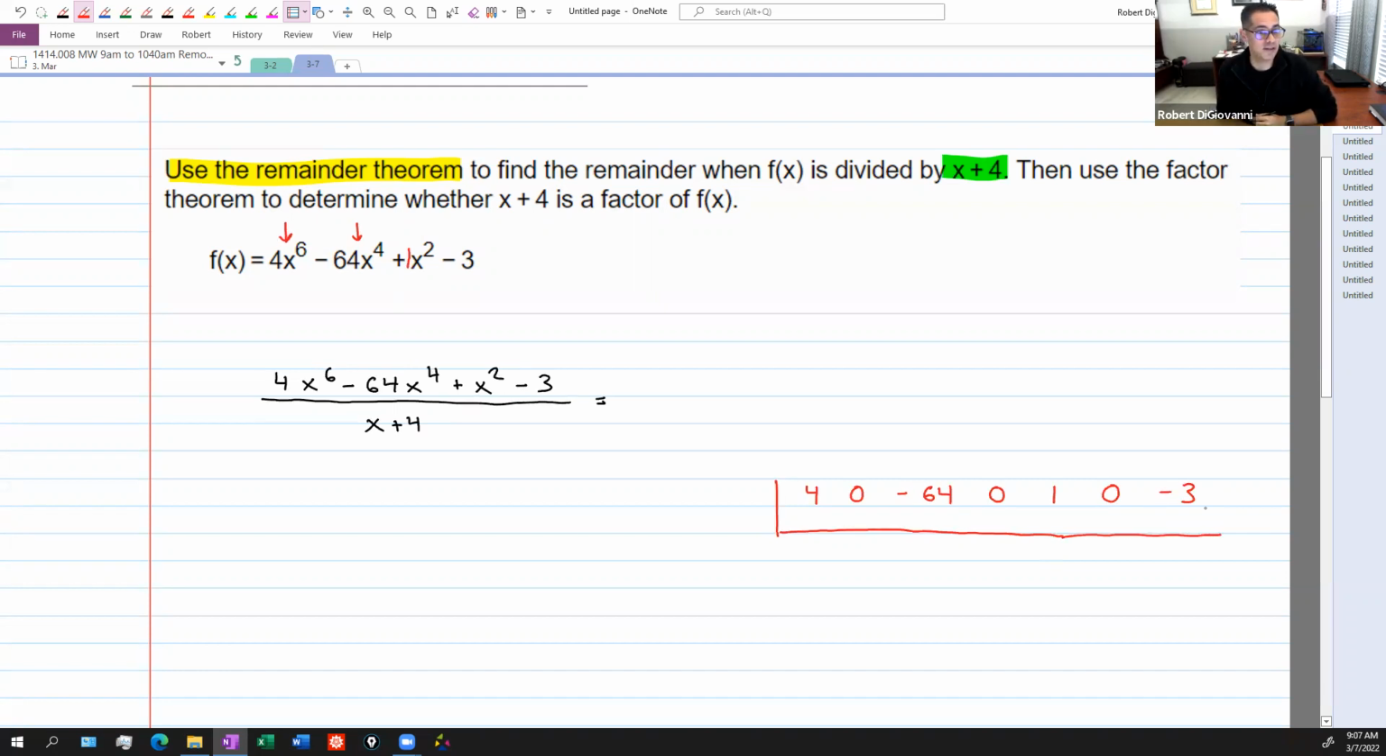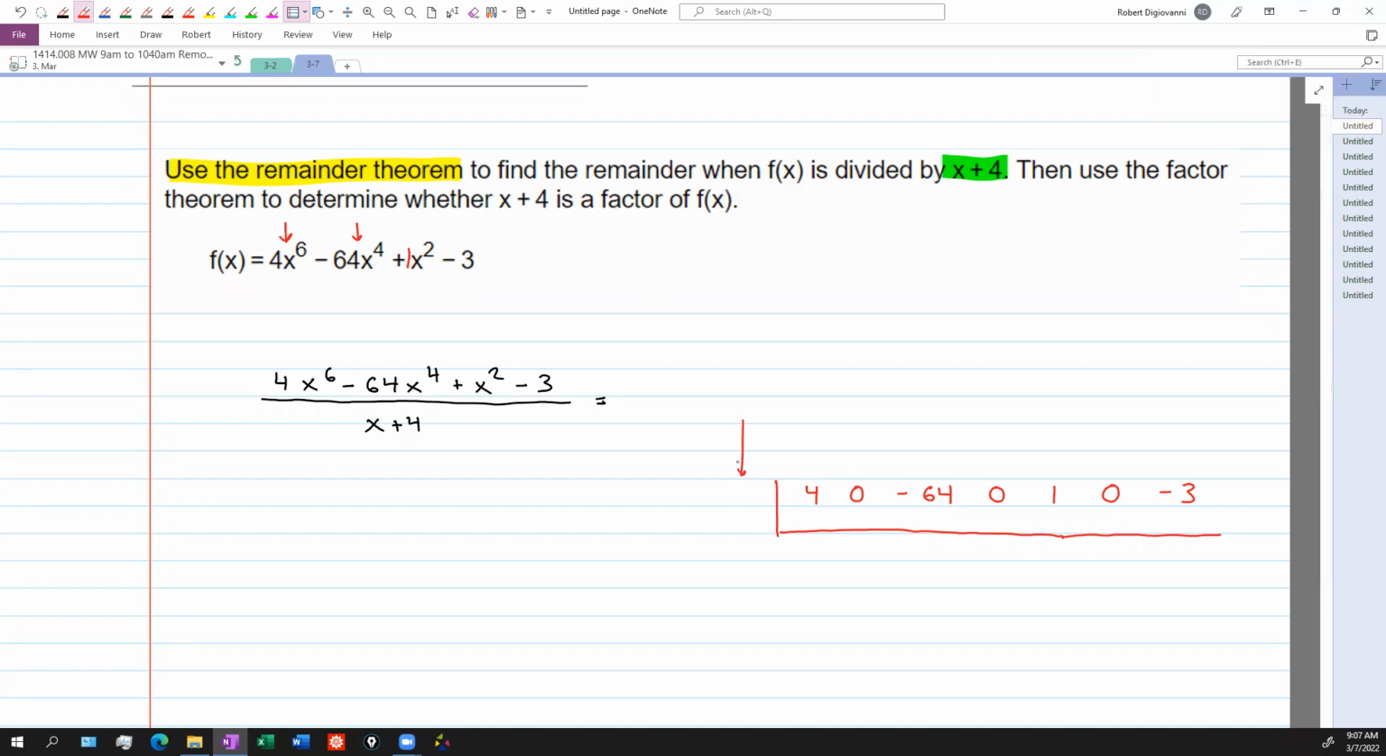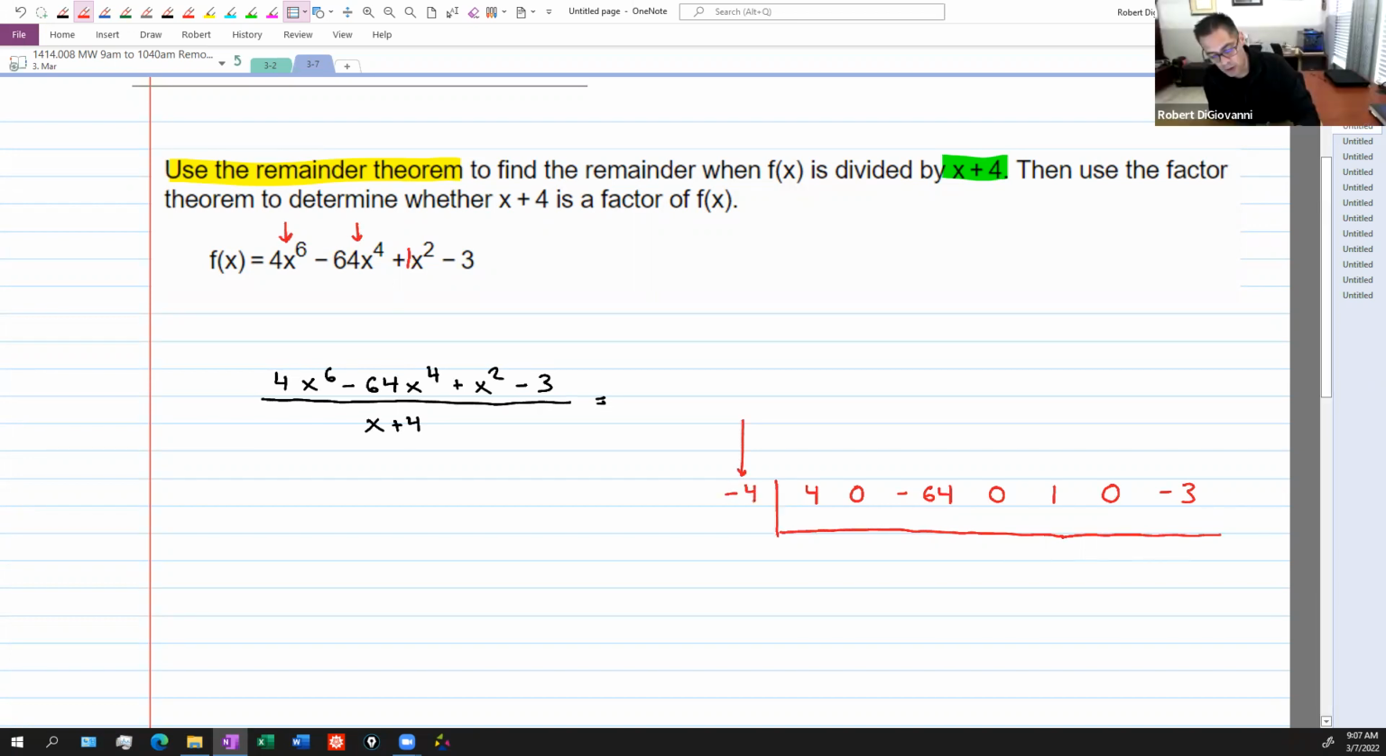Does that make sense, everyone? Any questions on that? We're good? Okay. Now, what number is going to go on the outside of this, if I'm dividing by x plus 4? -4. Good, -4. Okay, so now you just go and you play that game that we played before. We're going to bring the 4 down here. Right, bring that 4 down.